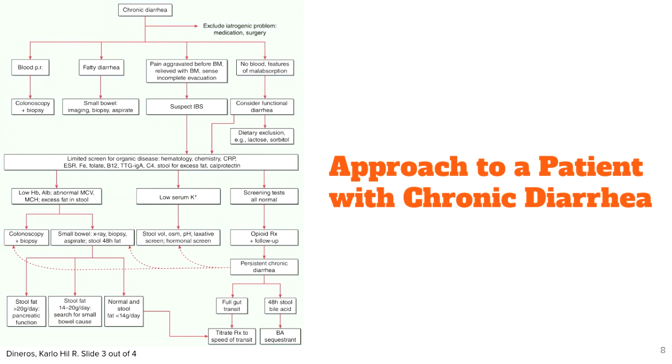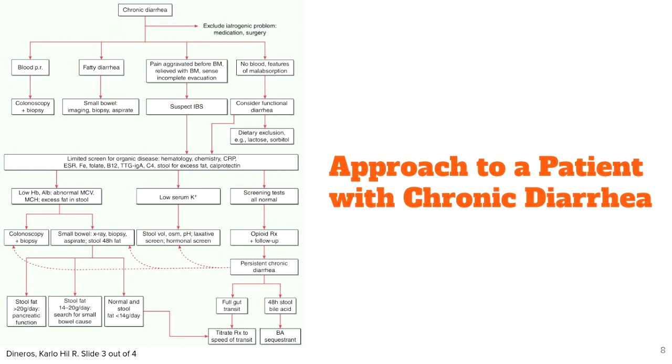Following the small bowel or the stool 48-hour fats, you'll further classify the patient on whether or not the fat exceeds greater than 20 grams per day, because then it might present as more of a pancreatic exocrine insufficiency, leading to intraluminal maldigestion.